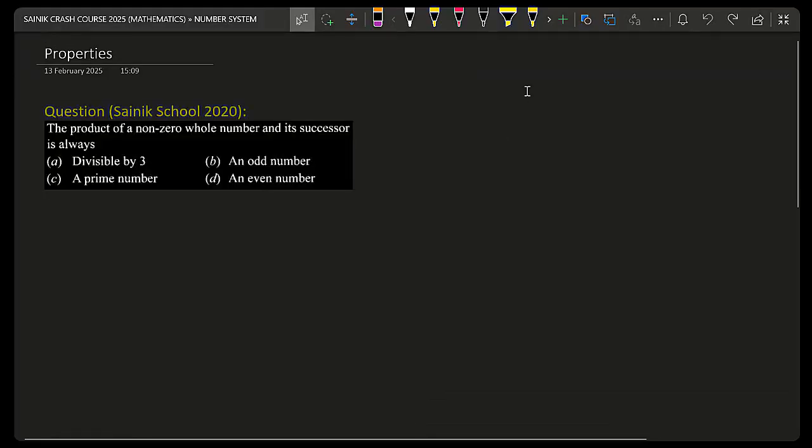All of you try this question. The product of a non-zero whole number and its successor is always divisible by 3, an odd number, a prime number, an even number. All of you try this question.